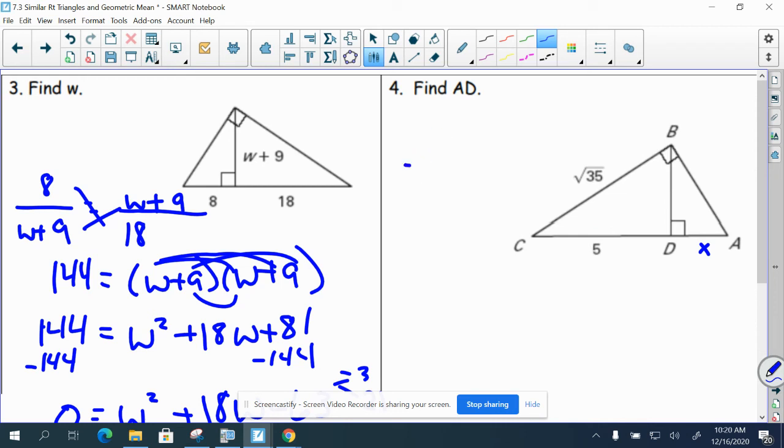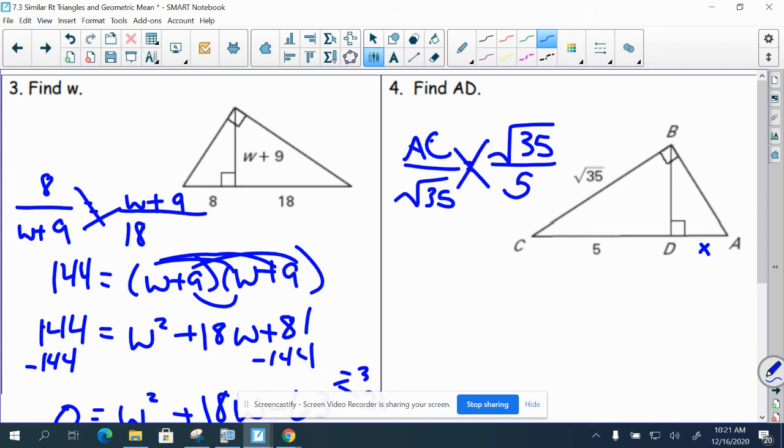So let's do a proportion. Our leg is the geometric mean, so that'll go in the opposite sides. And then we want the whole hypotenuse. Well, what's the whole hypotenuse? I don't know. So let's call it AC for now. So AC, and then the part of the hypotenuse adjacent to would be 5. So the idea here is that we're going to find AC, and then to get AD, we'll just subtract 5.